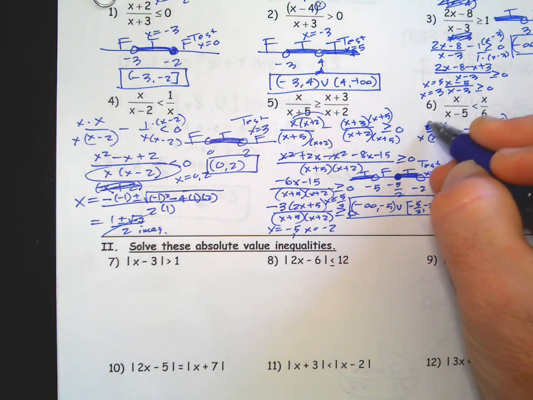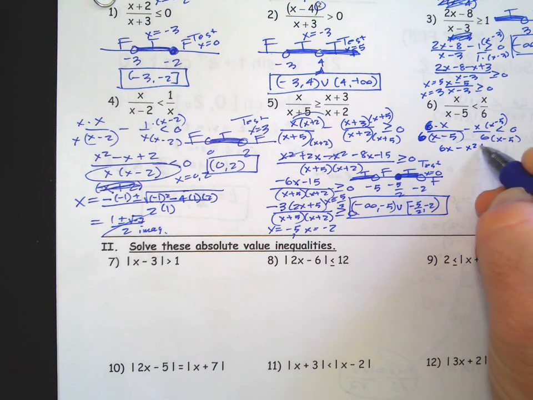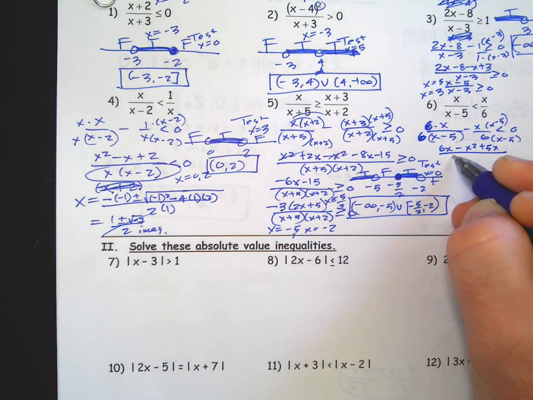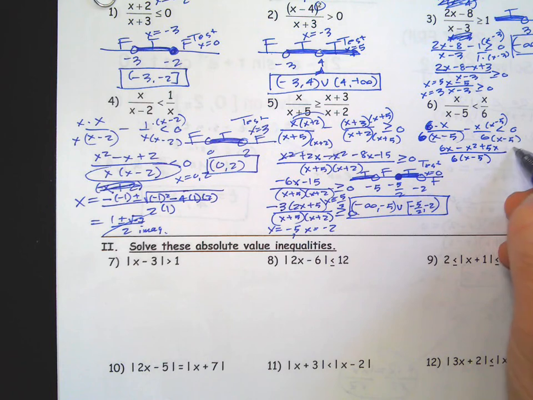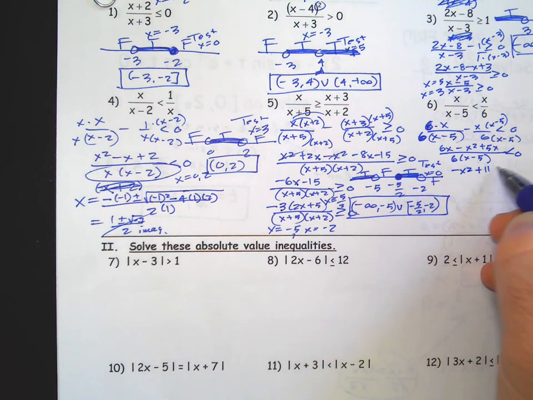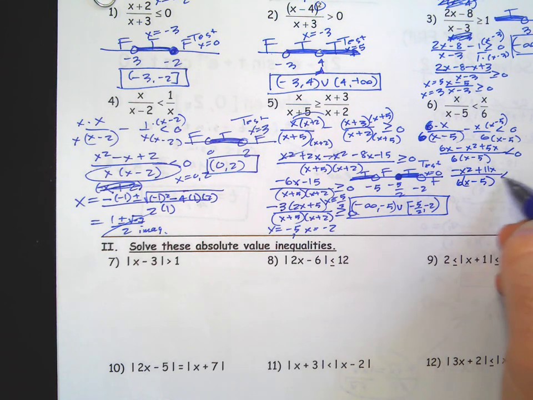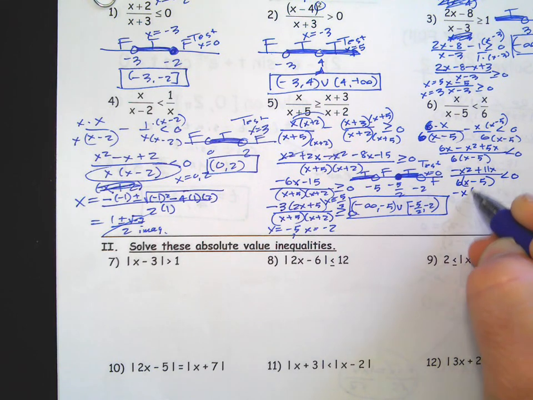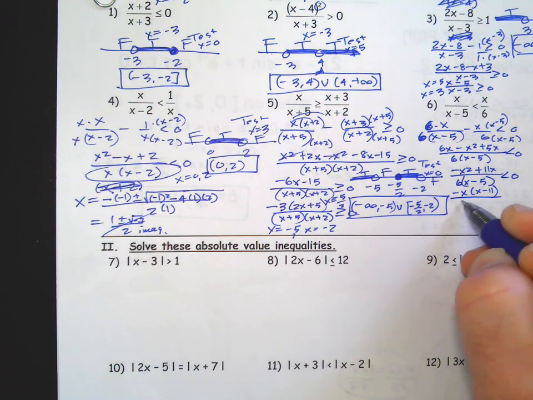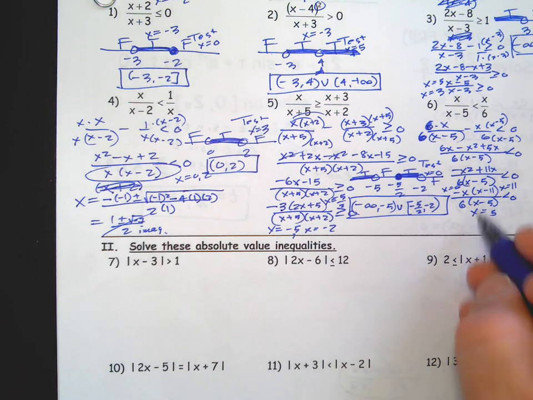This should be 6. So we get 6x minus x squared plus 5x. So we get negative x squared plus 11x. Factor negative x out, get x minus 11. So x equals 5, x equals 0, x equals 11. Line check.